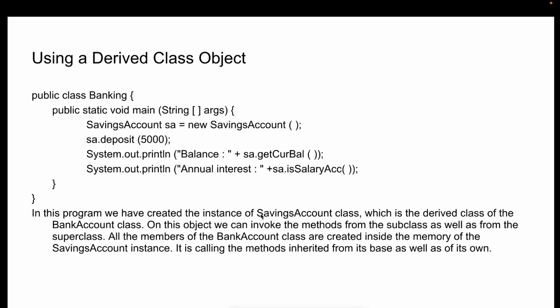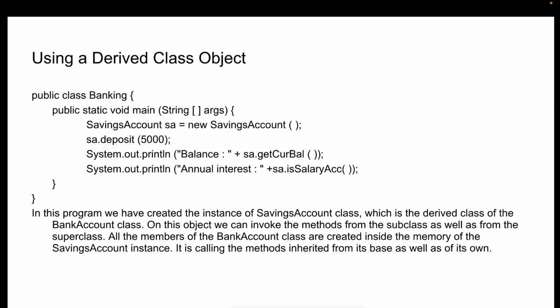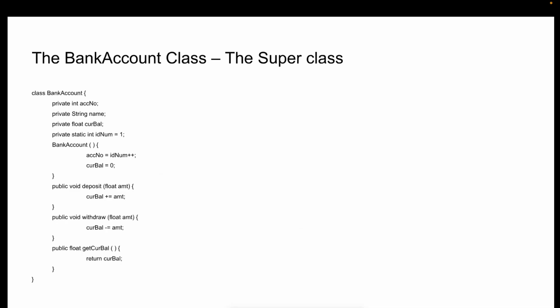So in this program we have created the instance of the savings bank account class. Instance means object of the savings bank account class, which is the derived class of the bank account class. On this object we can invoke the methods from the subclass as well as from the superclass. All the members of the bank account class are created inside the memory of the savings account instance. It is calling the methods inherited from its base as well as its own. So we are calling the methods which were defined in the parent class with the object of the child class.